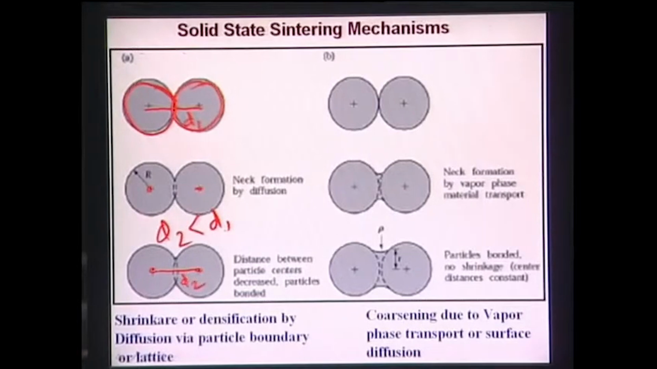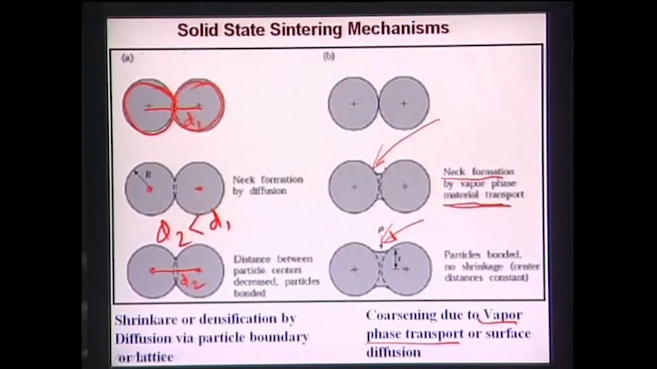Now what happens during vapor phase transport, which takes place in the initial stage of sintering? If you hold that very initial stage of sintering for a longer time, vapor phase transport cannot encourage neck formation and neck growth to the extent that it happens when sintering takes place at the intermediate or final stage of sintering. And in fact, if you hold this powder particle compact at the initial stage of sintering, then what will happen?